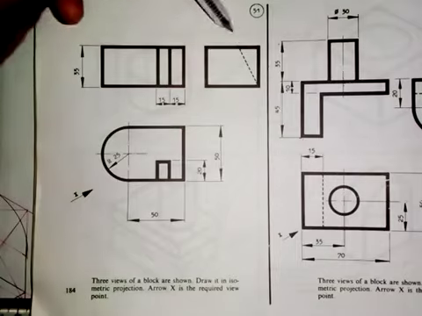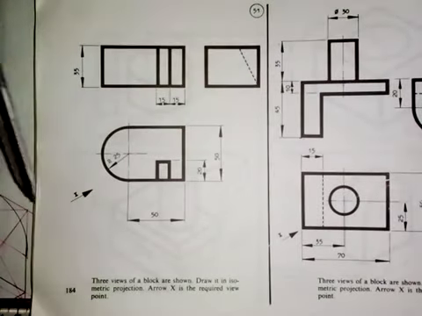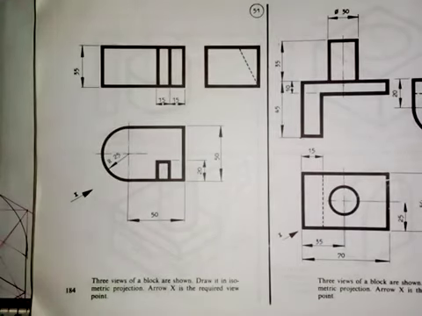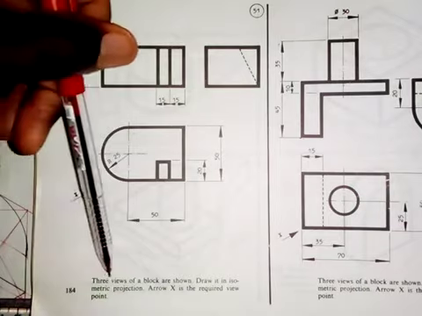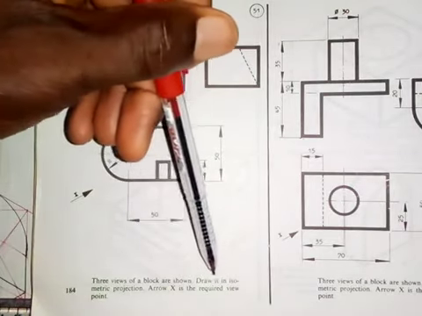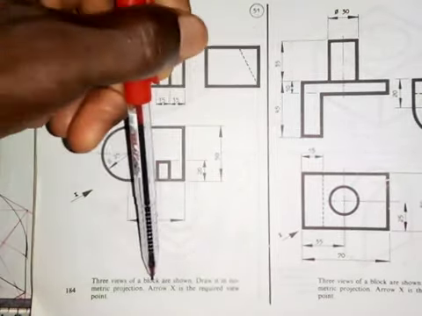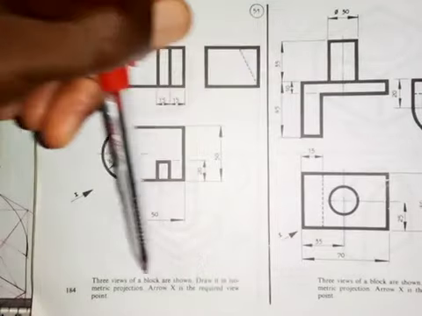And right now I want to solve this problem, and that's to do with conversion of orthographic views into isometric view. And as we have here, three views of a block are shown. Draw it in isometric projection. Arrow X is the required viewpoint.